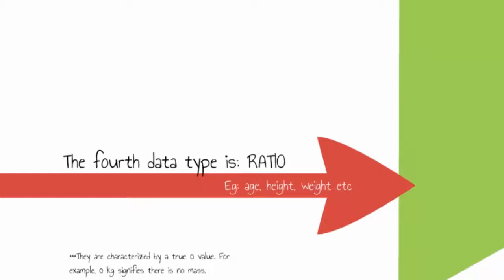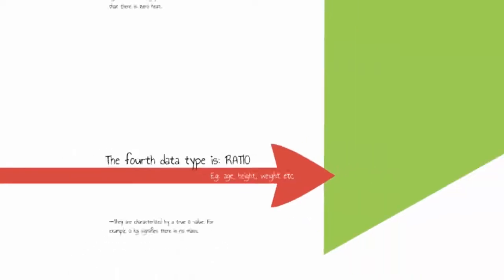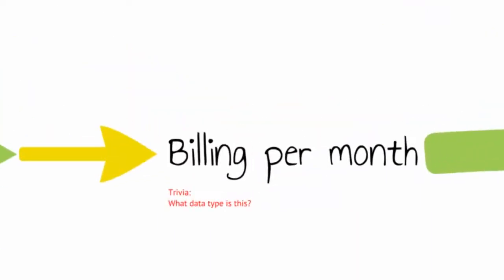So the 4 data types, the first one being nominal, ordinal, interval, and ratio. So a simple question to you, billing per month. What kind of data type do you think this is?